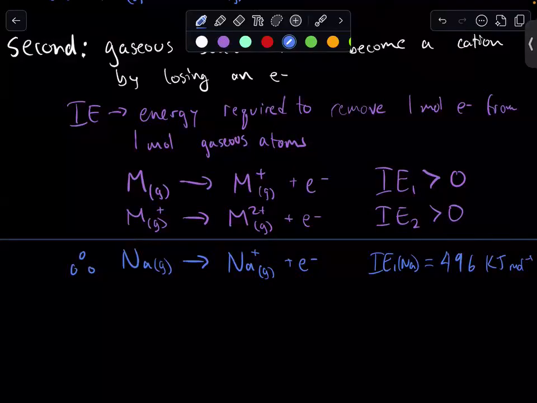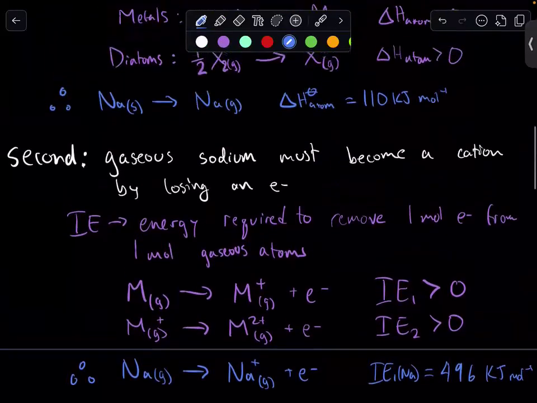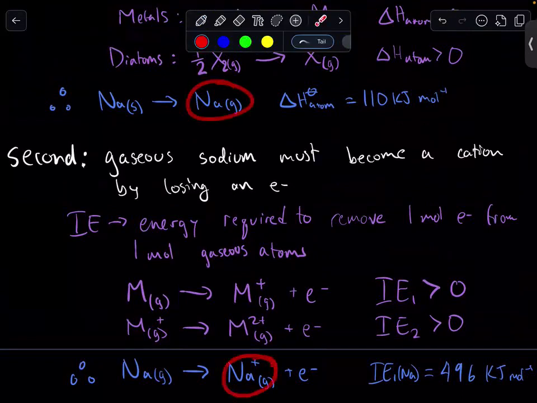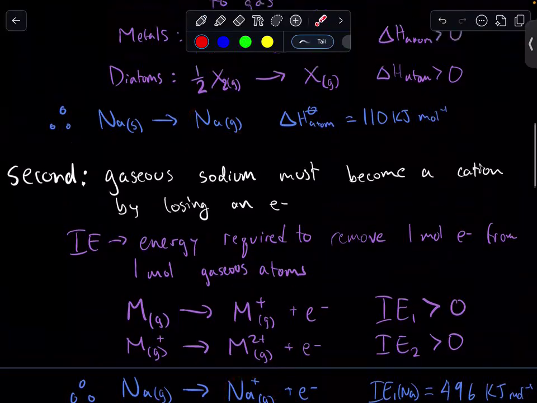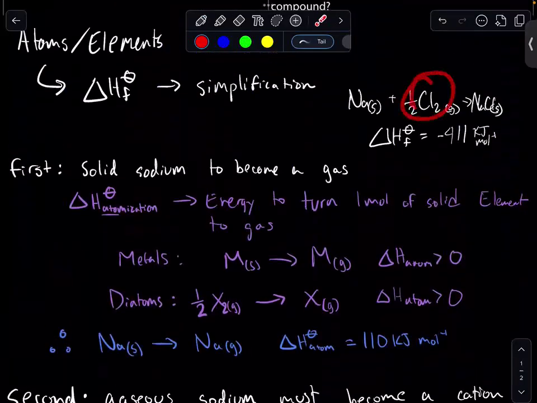So sodium is in the state it needs to be to react. Sodium is actually good. We turned it into gas, we turned it into an ion. The next thing we have to work on is chlorine. First off, we have to break these bonds.